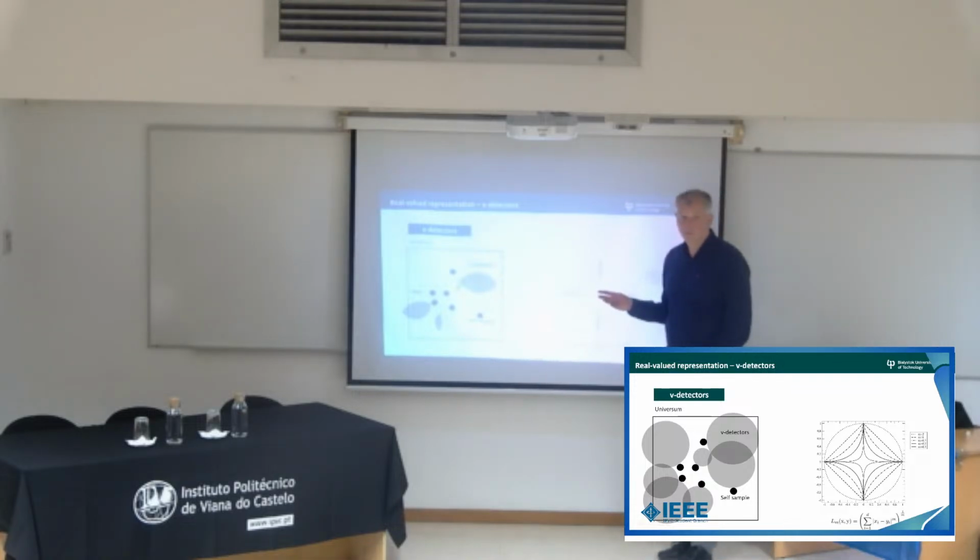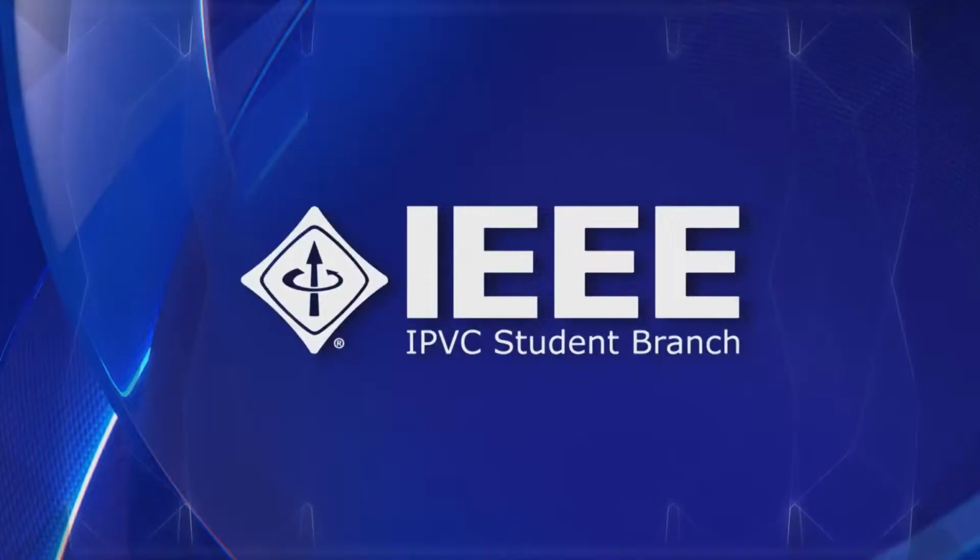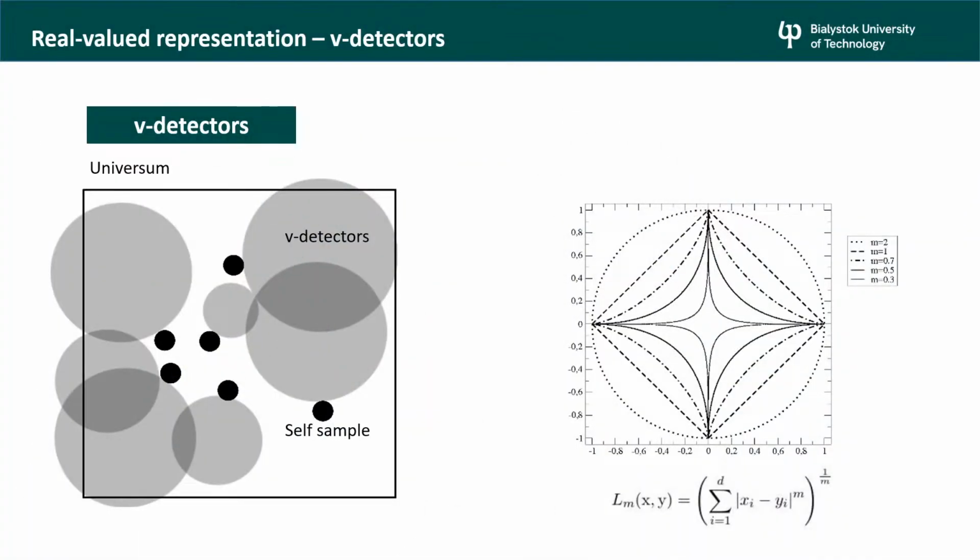Now, the detectors, a different approach. In this case, the symbols are represented by real valued detectors. And strange, the colors are not showing properly. It doesn't show gray for some reason.